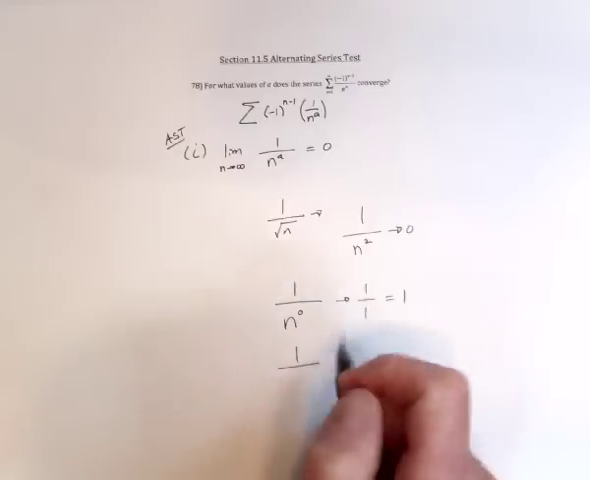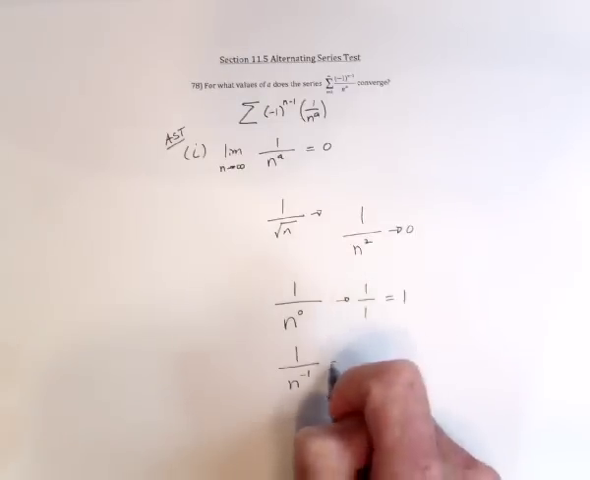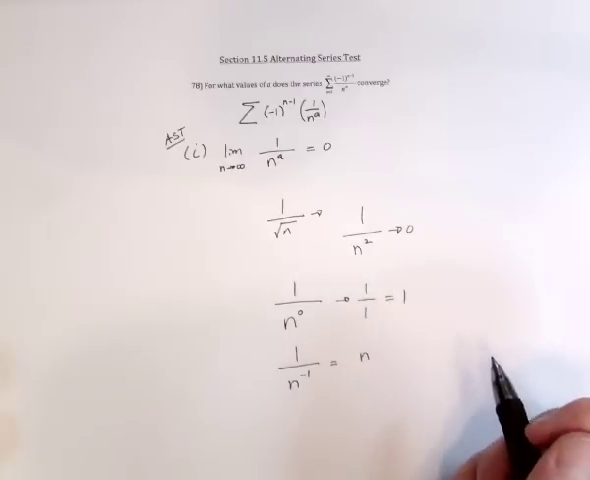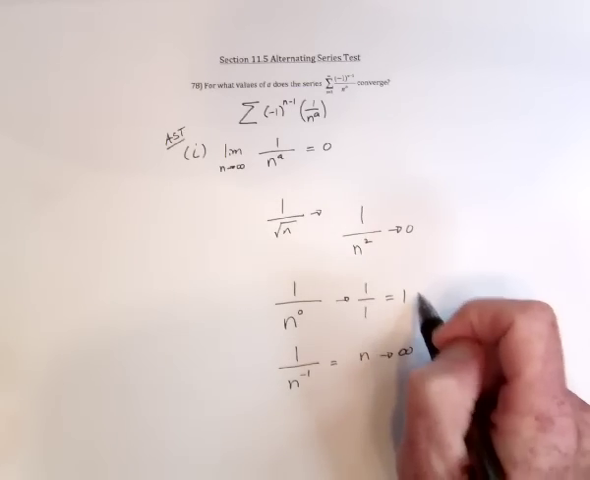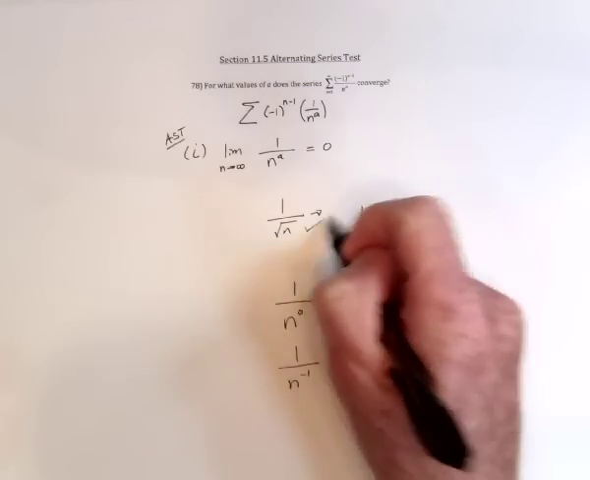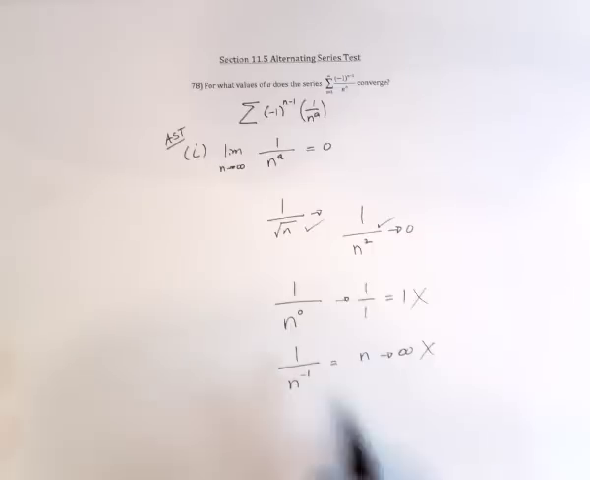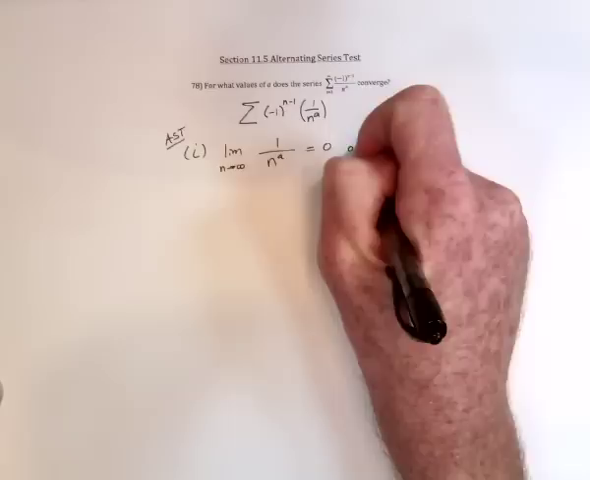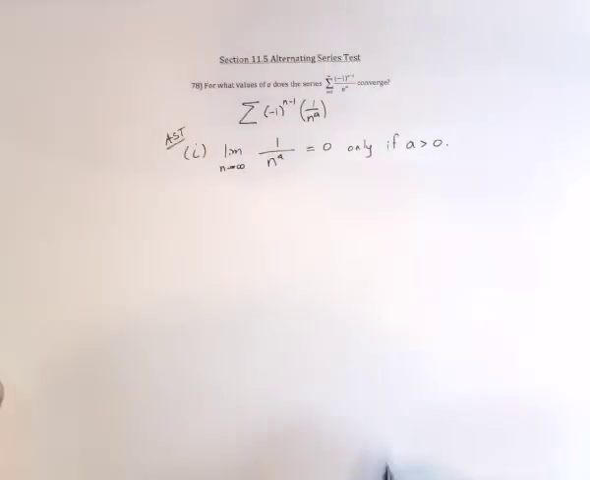What about a negative? Well, then this actually means invert it, which means you have n. And if n is going to infinity, this is going to infinity. So this does not work, and this does not work, but these do. So 0 does not work, negative does not work, positive does. So one restriction is that a has to be positive.